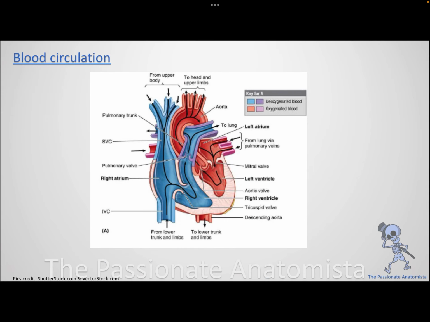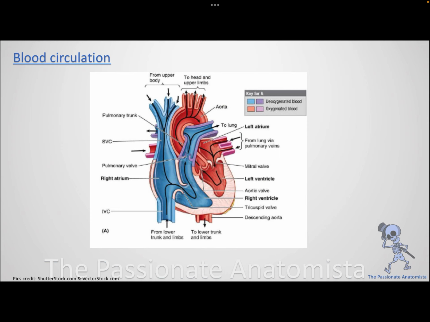In order to understand the concept of the valves of the heart, their structure, their function, how they work, it's very important to recap the blood circulation within the heart and how things are going on in the heart.